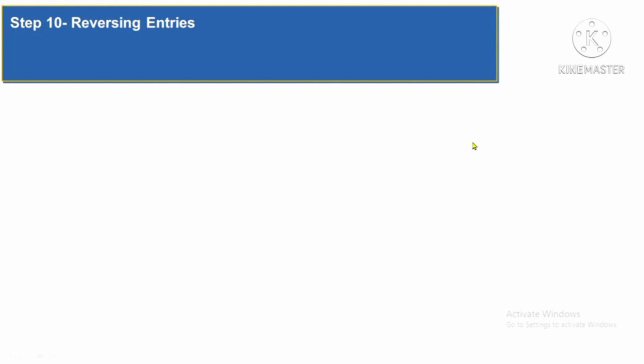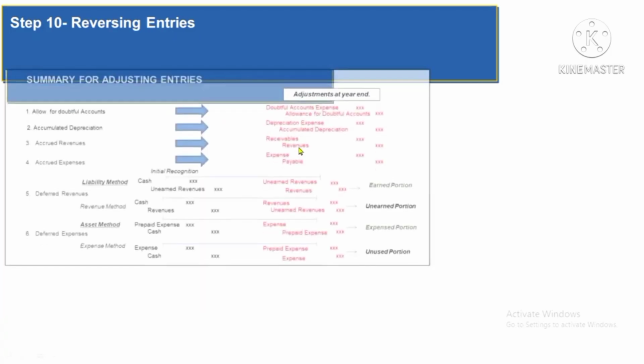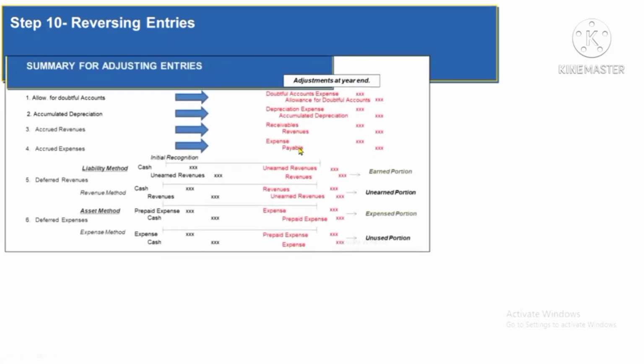But before we go to that, here is a slide from a previous video of this series which shows the items to be adjusted and the adjusting entries. So these red colored fonts are the adjustments or the adjusting entries. Which of these entries should be reversed? Let's start with the doubtful accounts expense. The doubtful accounts expense should have no reversing entry, or should not be reversed, as well as the depreciation.